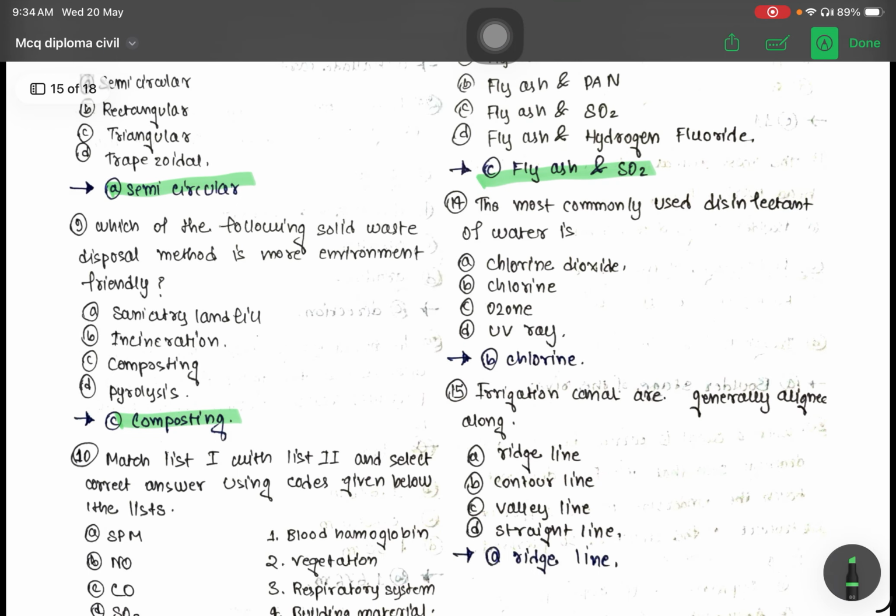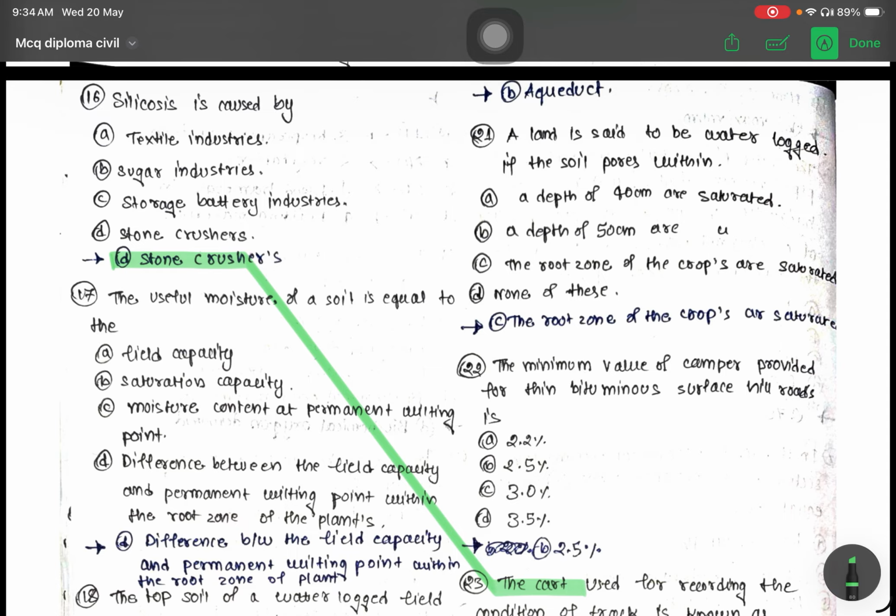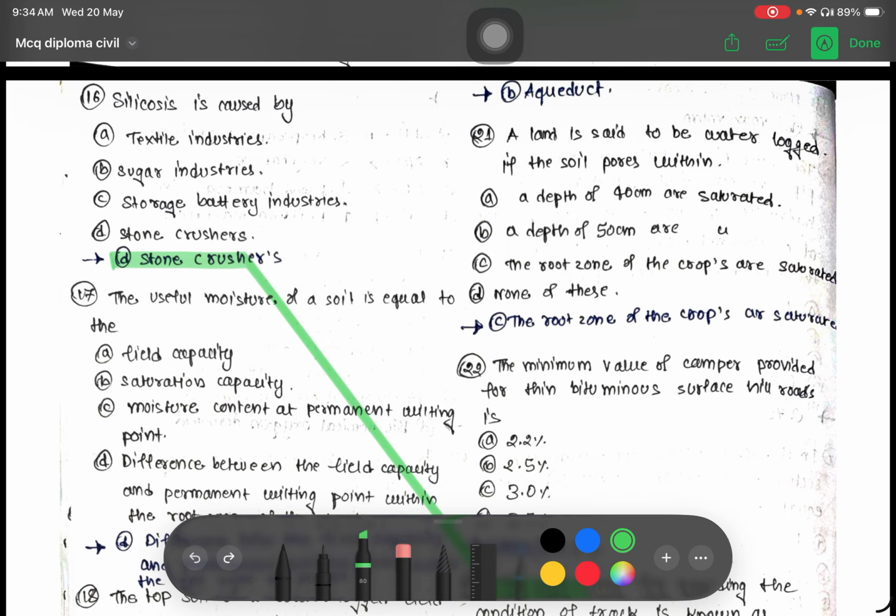The most commonly used disinfectant of water is chlorine. Irrigation canals are generally aligned along the ridge line. Silicosis is caused by stone crusher.